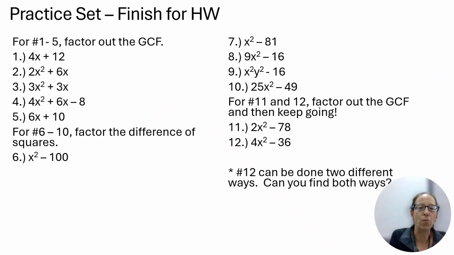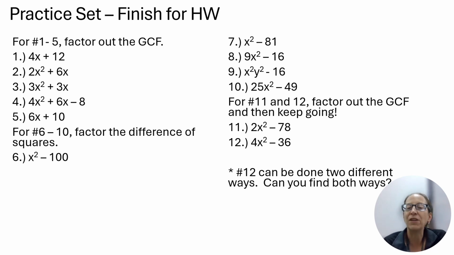Okay, so what about your homework? So for the practice set 1 through 5, just practice that GCF. Don't let number 4 throw you. You're going to factor them, except now you're going to have 3 things. So you're looking for something that is common to all 3. For 6 through 10, factor the difference of squares only. And I think I did try to keep that so we didn't have any GCFs in there.